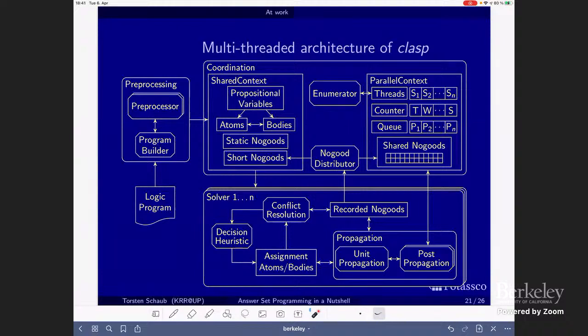Good, so this is the architecture of Clasp. Clasp is multi-threaded. You can go up to 64 cores if you like, but I would not recommend this. So let me just briefly go a little bit through this. So you start with a logic program, and then you have two phases of pre-processing. The first one is actually on the logic program. So you more or less do simplifications, knowing that you have a logic program in your hands, and then on the closed world reasoning. Then you translate the logic program into what we call no-goods, but you can see this as clauses, right?